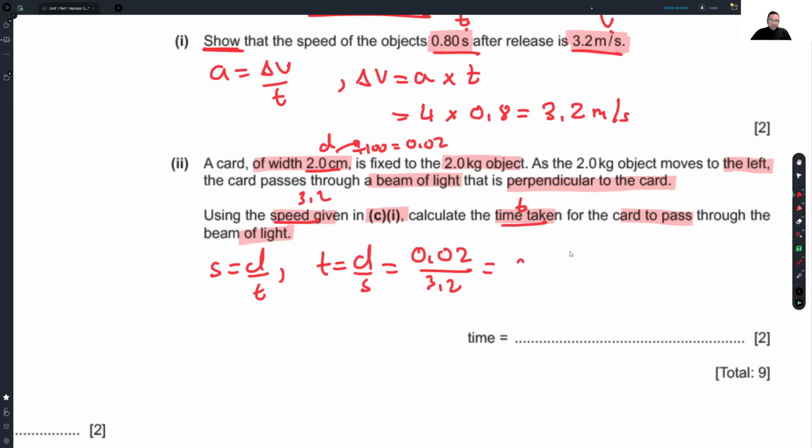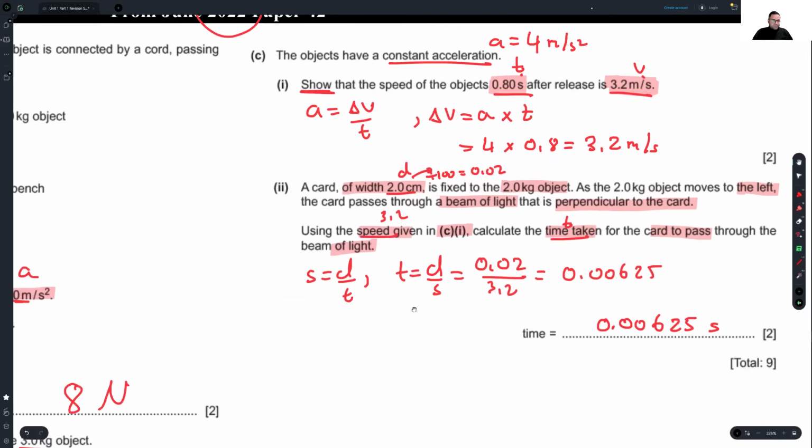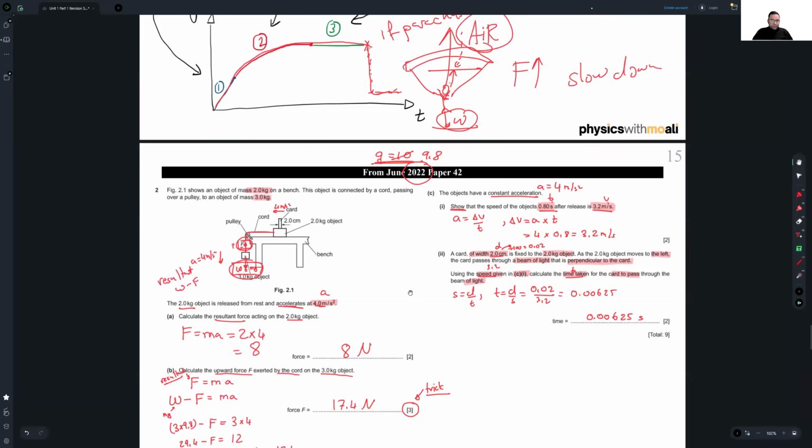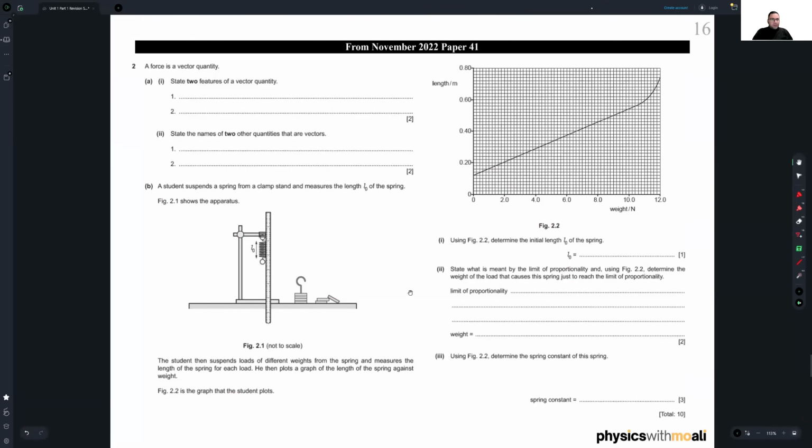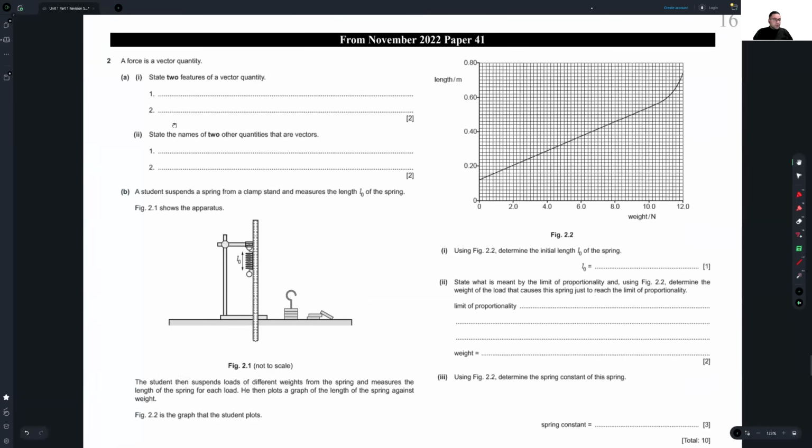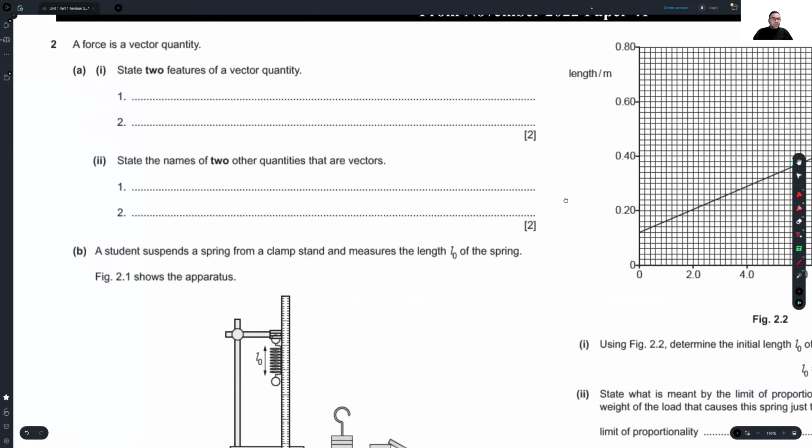This gives me 0.00625. Again, I like to keep all my answers to 3 significant figures, so that's okay. Seconds. Now, let's solve another question really quick. This one's easier though, much easier because it's about, can you write it in standard form? Absolutely.